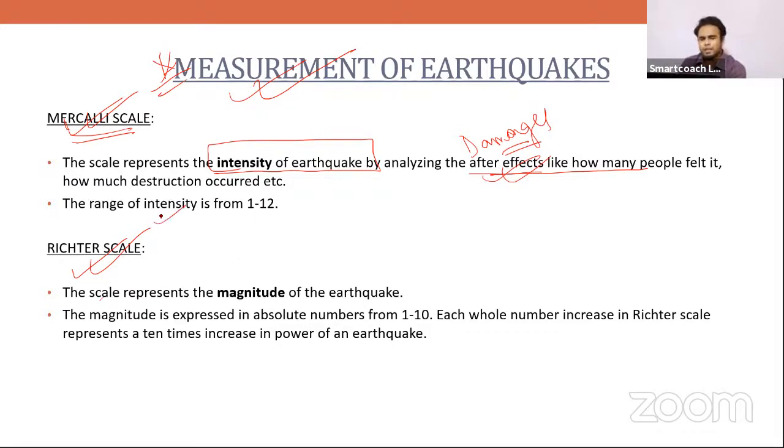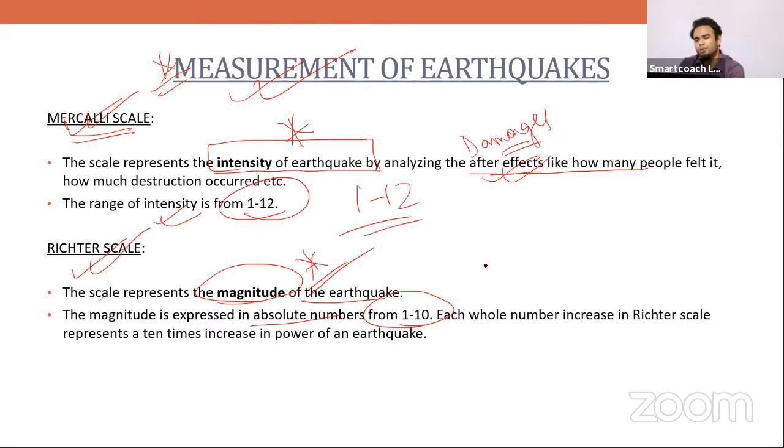And the range of intensity is from 1 to 12. All right, understood this? Then we have the Richter scale, which represents the magnitude of the earthquake. This is very, very important. The Mercalli scale is measuring the intensity, while the Richter scale is measuring the magnitude of the earthquake, and it is expressed in absolute numbers from 1 to 10. In the Mercalli scale, what was the value? It was from 1 to 12. However, your Richter scale value is from 1 to 10.